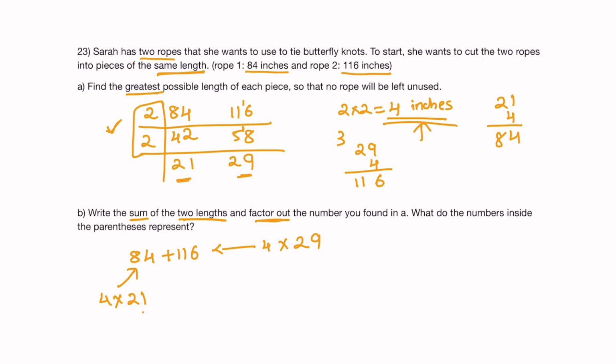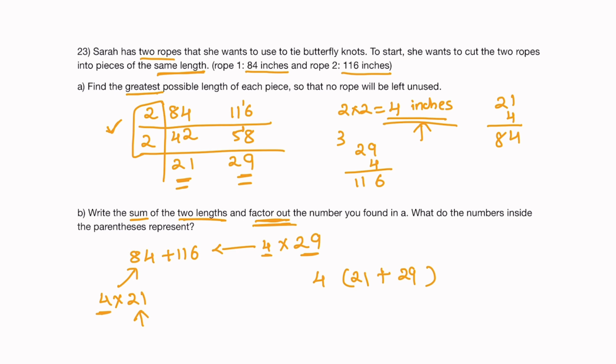Right? Now, the question says factor out the number you found in A. So we factor it out. So that's 4 and 4. So we take 4 out and we make brackets. And what is left from here? 21. 21 plus this 29 here. That's here too, okay? So that's what they're asking us to do.